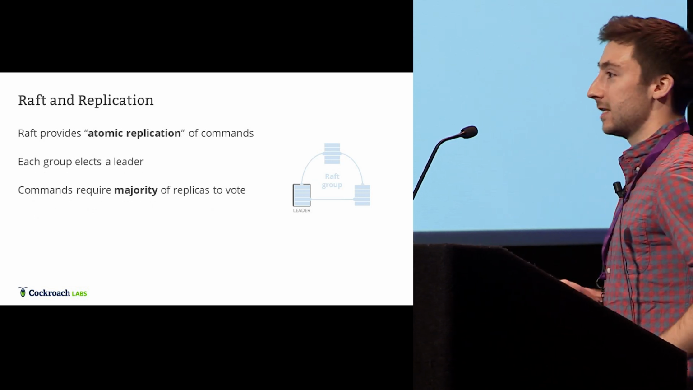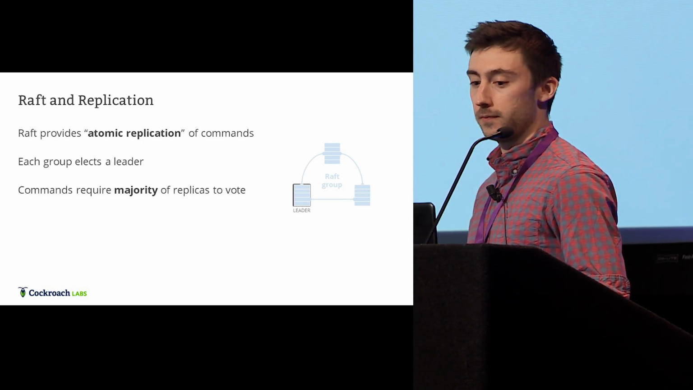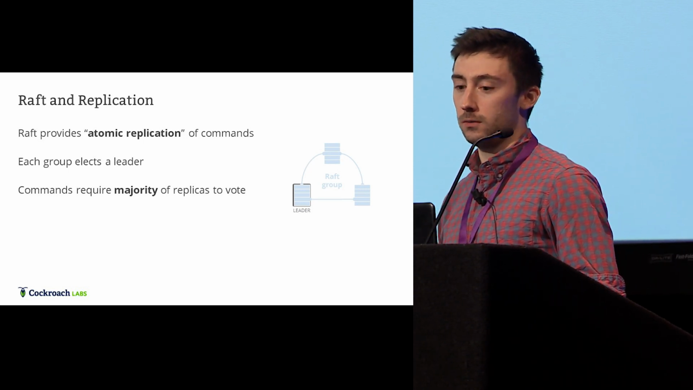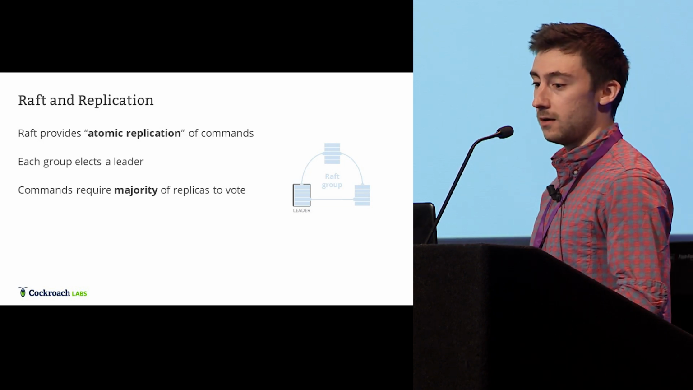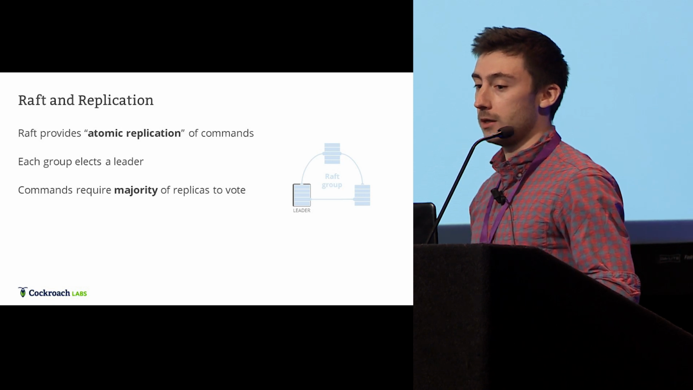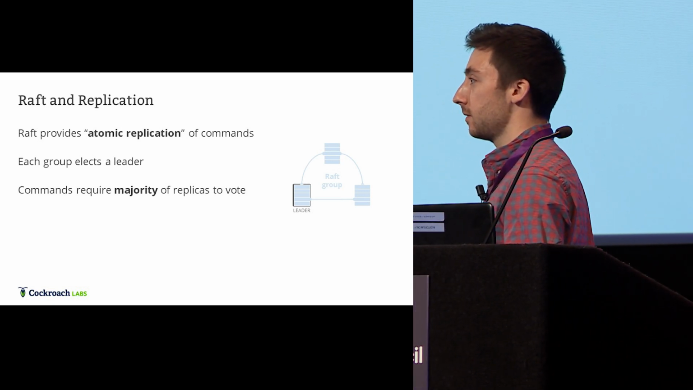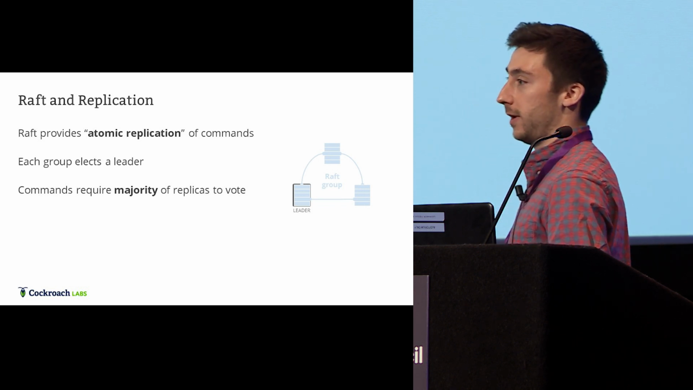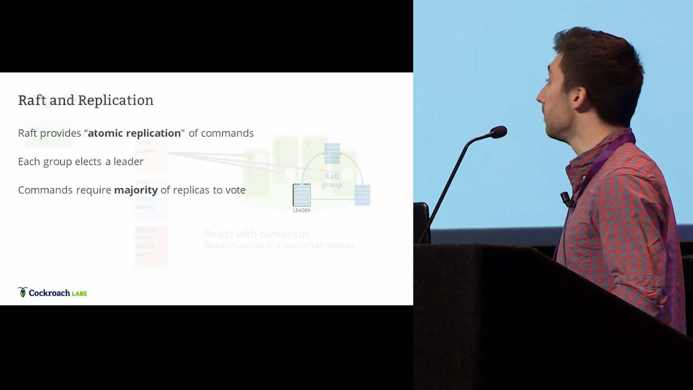The distributed consensus algorithm provides a very useful building block for our key value store, that being atomic replication. Commands which change state are proposed by a leader, distributed to followers, and only accepted when a quorum of these replicas acknowledge the request. So in Raft, a quorum means a strict majority.